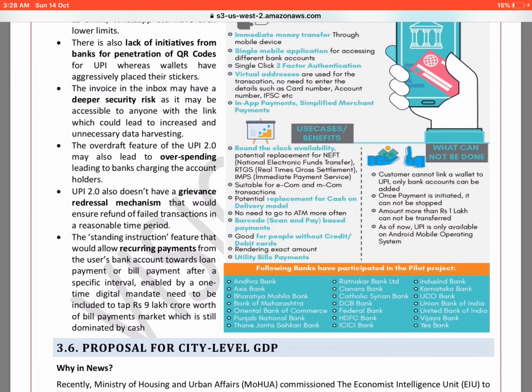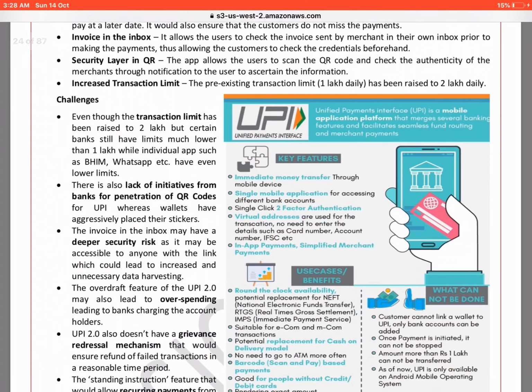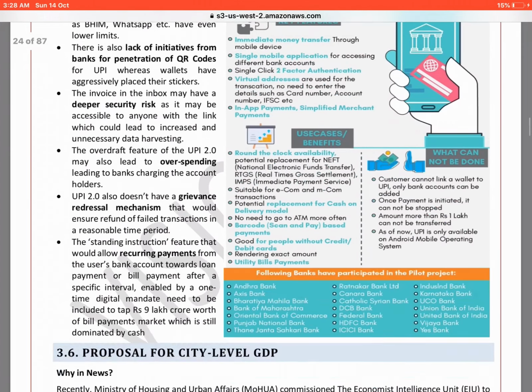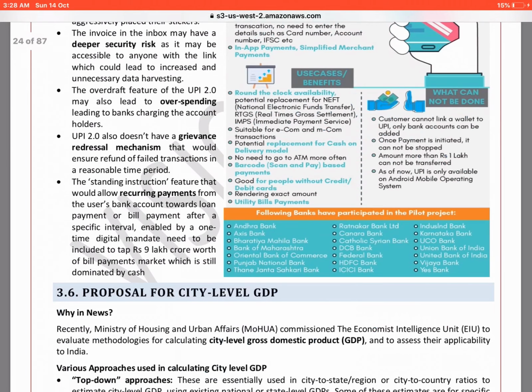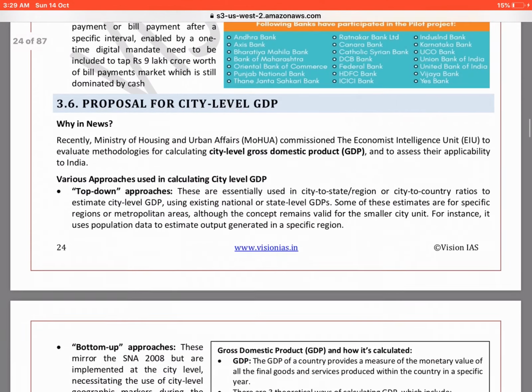Amount more than rupees 1 lakh cannot be transferred, though I have said only a few have raised this limit from 1 lakh to 2 lakh. Only a few, not all. As of now, UPI is only available on Android. Maybe it is on iPhone also, but I have not checked on my iPhone.